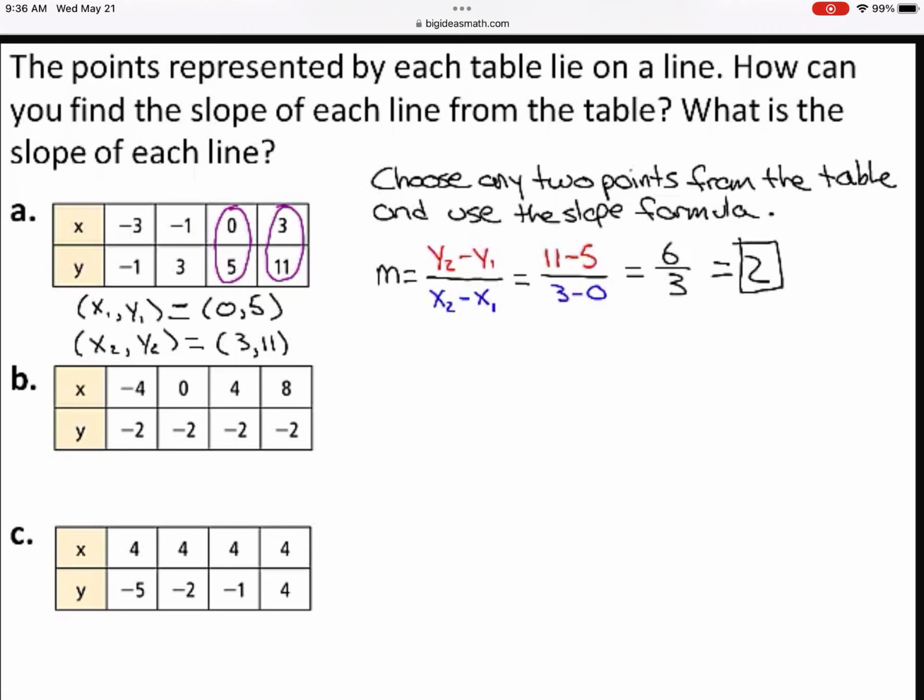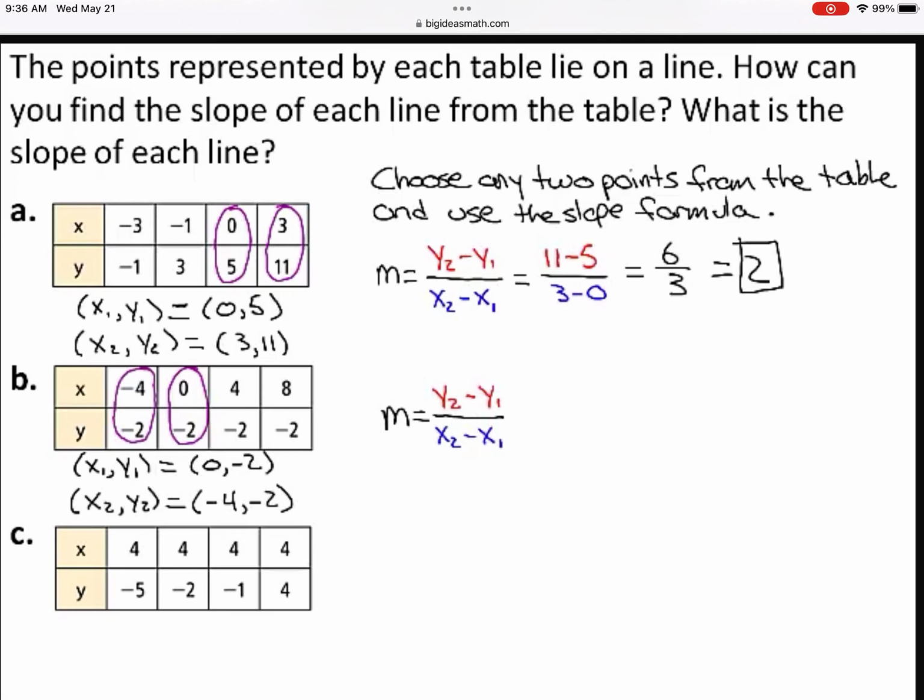Part B. To find the slope of the line, choose any 2 points from the table and use the slope formula m equals the quantity y2 minus y1 divided by the quantity x2 minus x1. Let x1, y1 be the point 0, -2. And let x2, y2 be the point -4, -2.